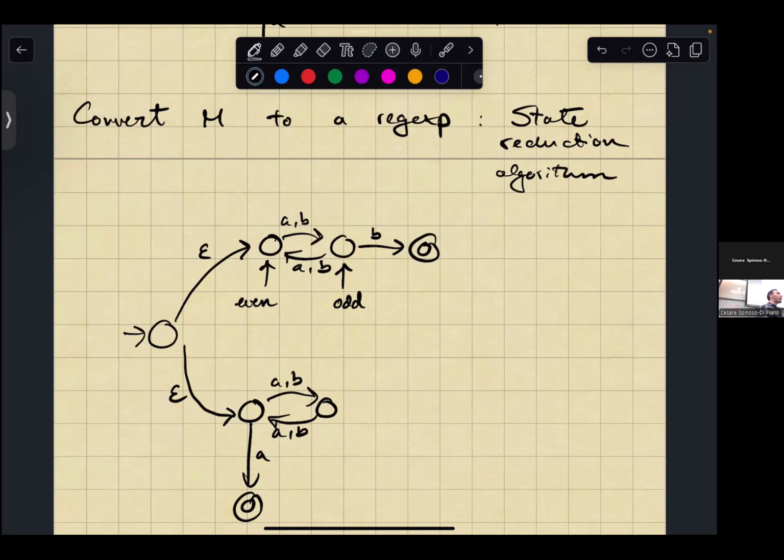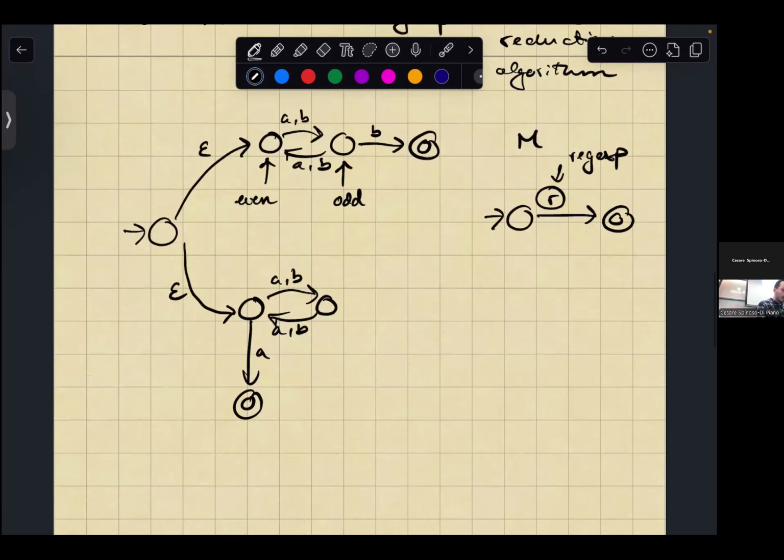Well, the goal to keep in mind when I run the state reduction algorithm is that I want to get to an FA that looks something like this, right? Where R is some regular expression, because then if this is an FA for M, then of course the regular expression that's equivalent to M is R. So that's what I want to do. Then if you recall, the first step in the state reduction algorithm is ensuring that I have a single start state and a single accept state, and making sure that the accept states and the start states are different, right? Which is kind of what I have.